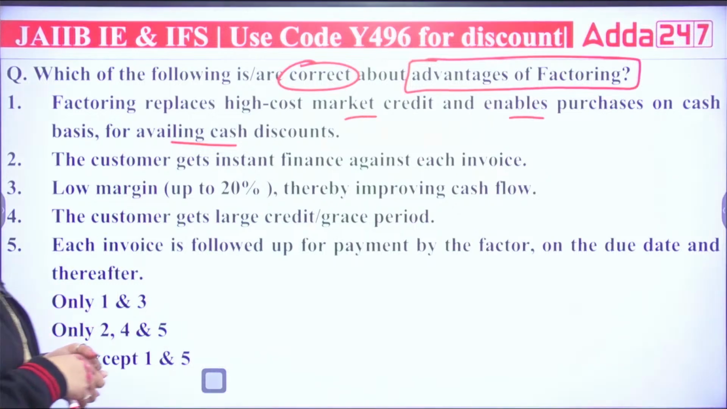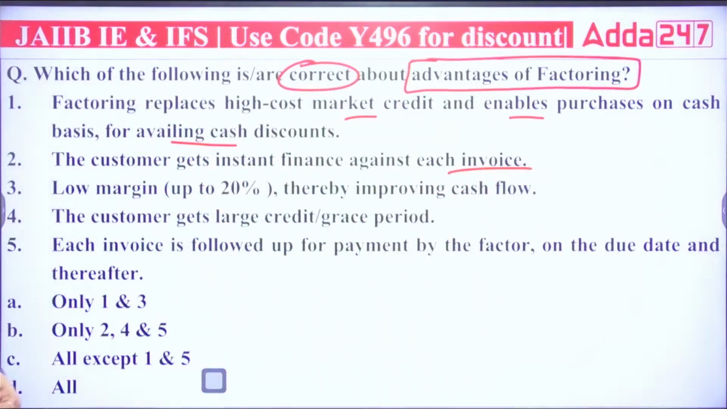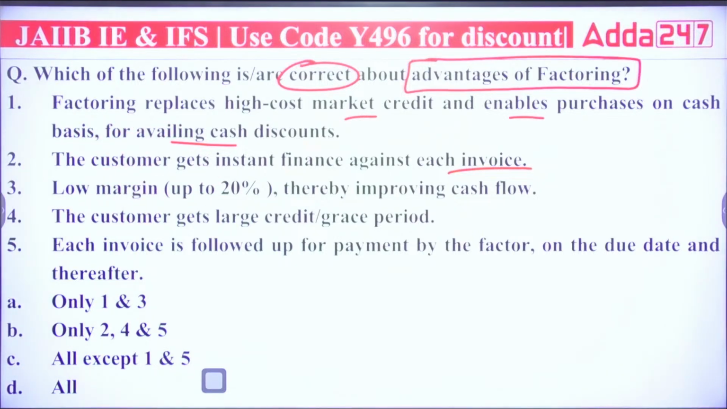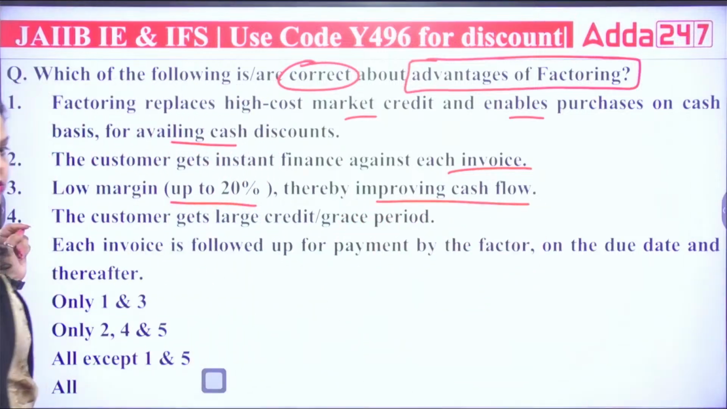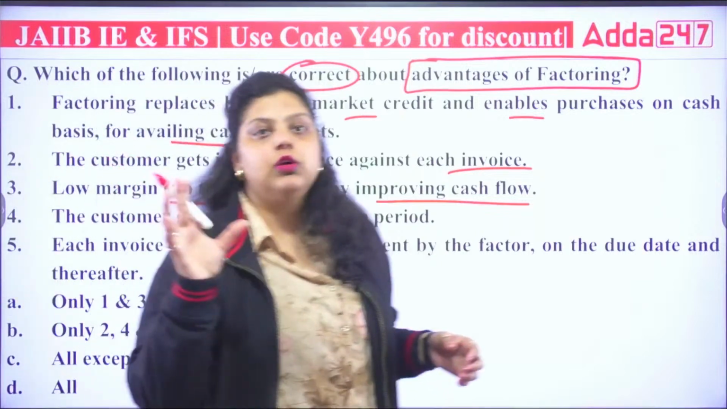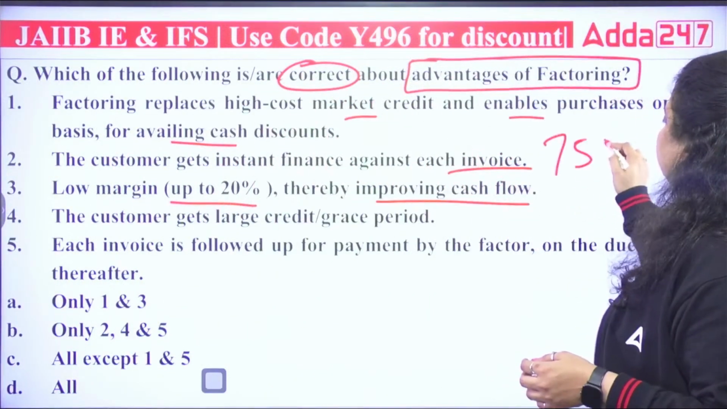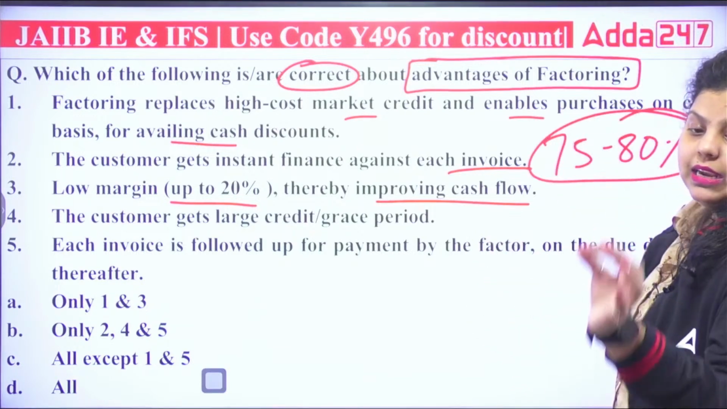Now, the customer gets instant finance against invoice. Okay, that's also true. I have just told you, you have to give the invoice and you will get immediate cash. Low margin, that is up to 20%, thereby improving the cash flow also. Low margin means what? In factoring, whatever the amount of the invoice, 75 to 80% of that amount will be given to you immediately.